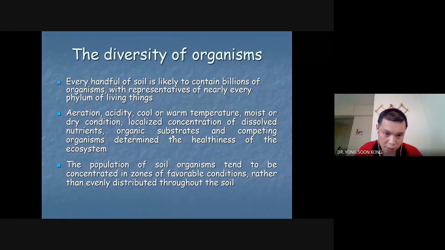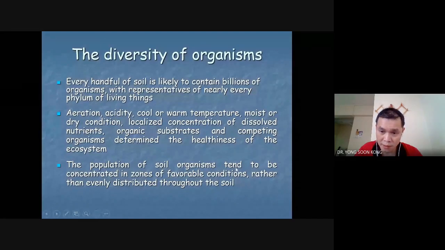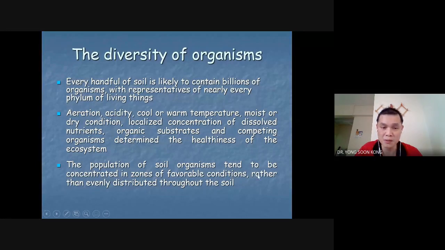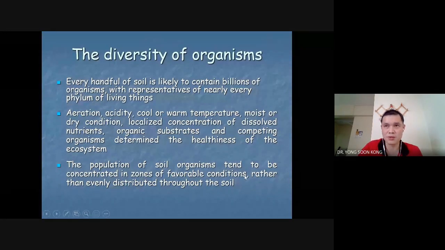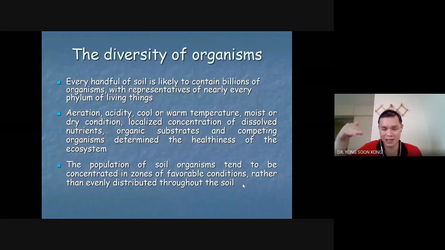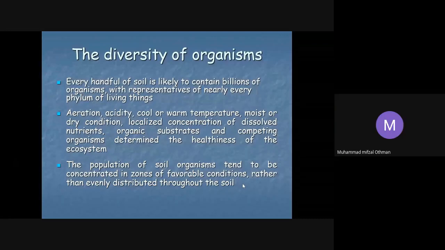Okay, the third point: the population of soil organisms tends to be concentrated in zones of favorable condition rather than evenly distributed throughout the soil. So I want to ask you a question. Well, you can switch on your mic to answer this one. If you are a soil organism, do you want to stay deep inside the soil or nearer to the surface? And why? Where do you want to live? Deep inside the soil or on the surface? And why?